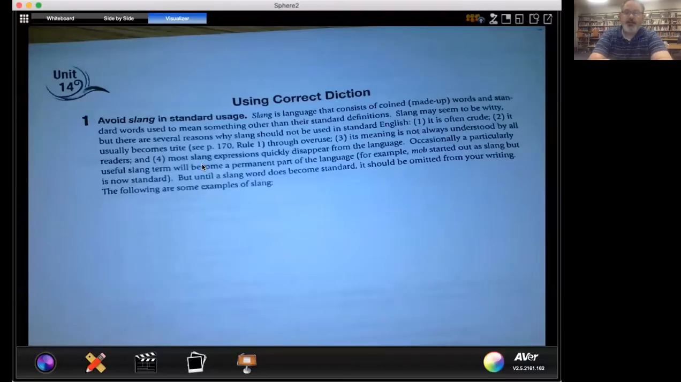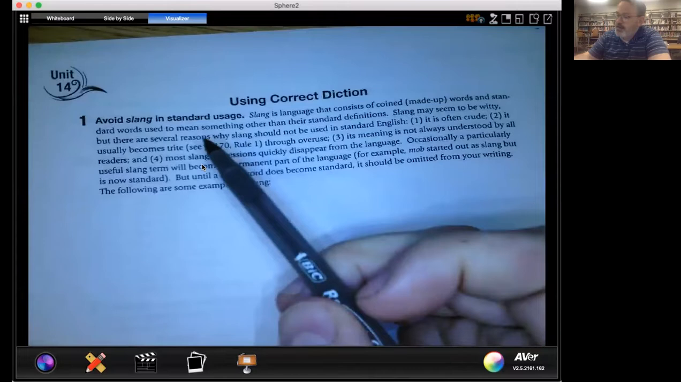Hey everyone, we're going to correct pages 168 and 169. So if you'll get that out, please. First, we're going to talk about what we're supposed to do on this page.